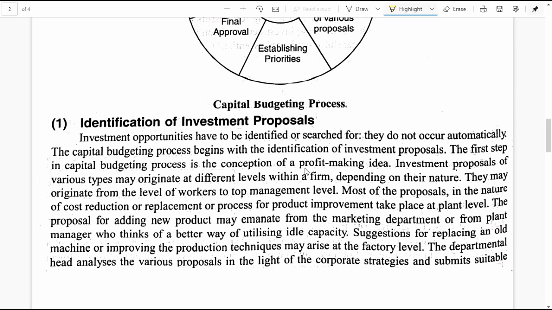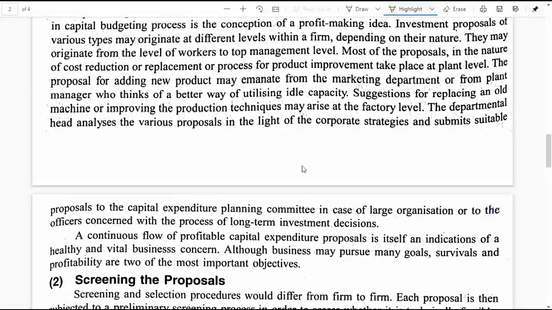The departmental head analyzes the various proposals in the light of corporate strategies and submits suitable proposals to the capital expenditure planning committee in case of a large organization, or to the officers concerned with the process of long-term investment decisions. A continuous flow of profitable capital expenditure proposals is itself an indication of a healthy and vital business concern. Although business may pursue many goals, survival and profitability are two of the most important objectives for any business concern.